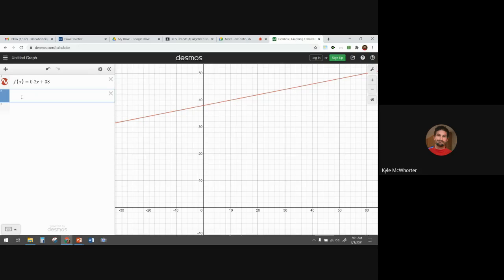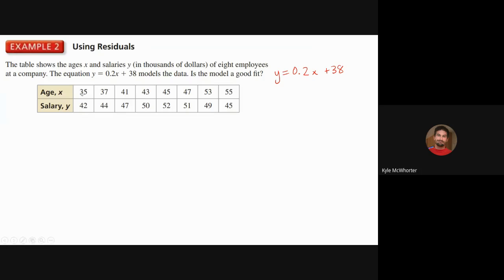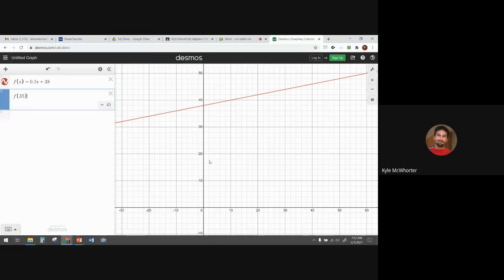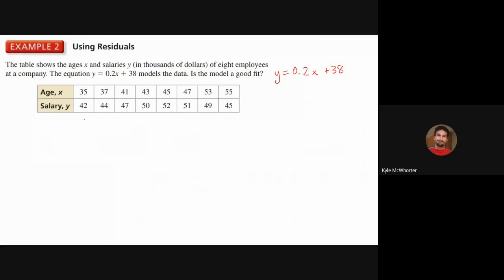Now, what's cool is we can just do this now. Little f of 35, and it'll tell us the answer is 45. So let's look back here. When x was 35, the predicted y value was 45. I'm going to put a little 45 down there.